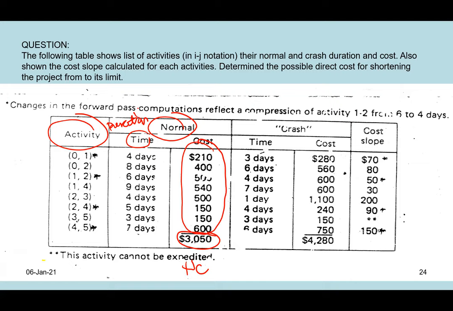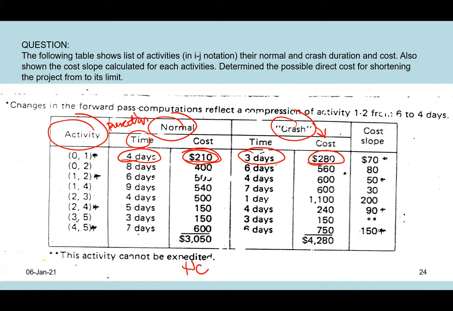You know that you can complete the project, and the cost required is 3,050 ringgit. But how about the duration of the project? You need to construct the network. Then crash cost. Let's go for the first activity, activity 01. The normal duration is 4 days. The normal cost is only 210 ringgit. But if you want to compress the activity from 4 days into 3 days, meaning you can compress only 1 day, you can reduce the activity by 1 day only, but then there is additional cost.